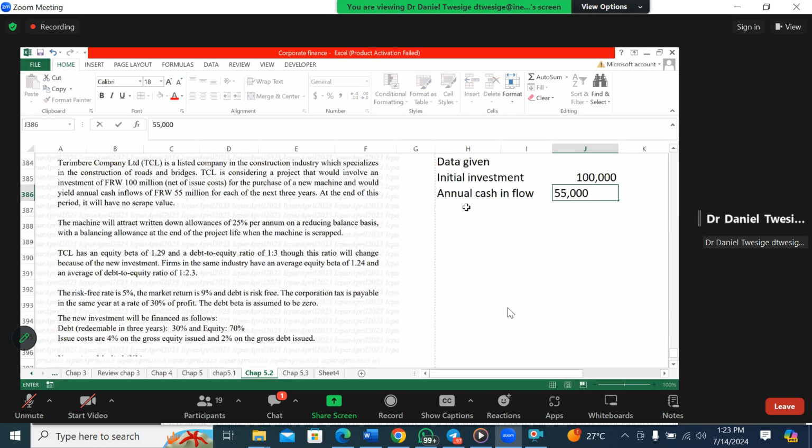For the next 3 years, our N, or period, is 3. At the end of this period, you have no scrap value. Our scrap value is 0.